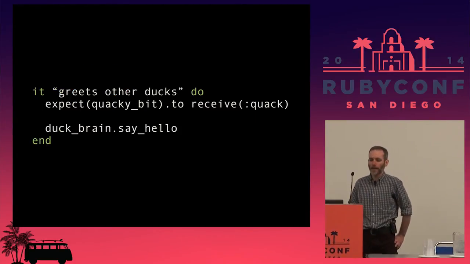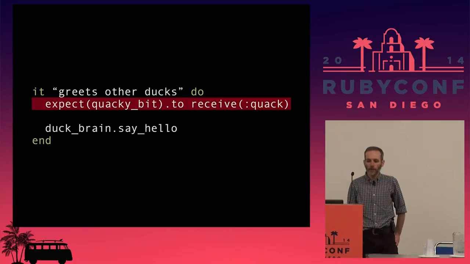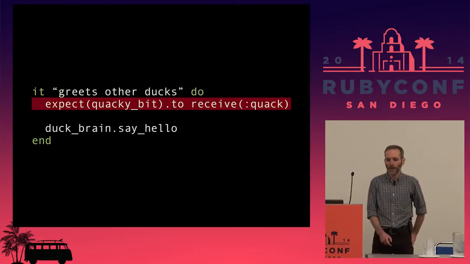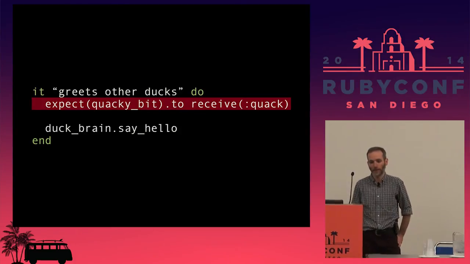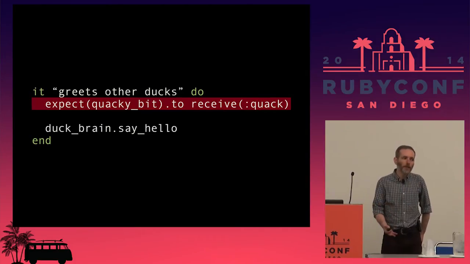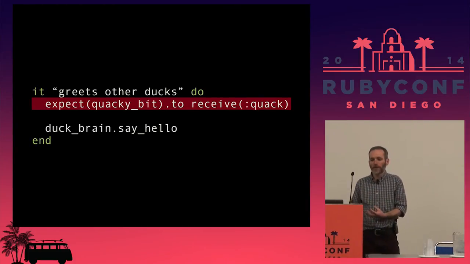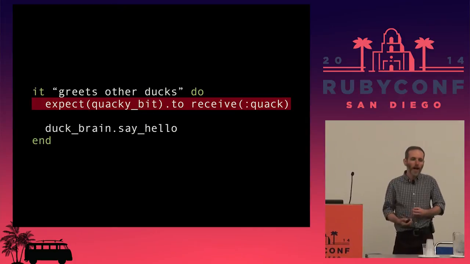And the problem here is this expect line. When we write this line, it effectively adds a receiver for that quack method onto the object quacky bit here. So it changes the interface before we run the code. Now, you can avoid this. In RSpec 3, for example, using this double, it'll raise an exception if you try and do this. My concern is not that we can't avoid this kind of problem. My concern is it's all too easy to have this kind of problem and not notice, because as you saw before, the tests all passed.